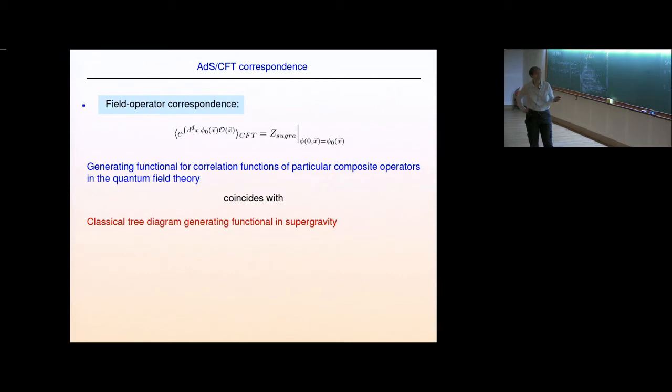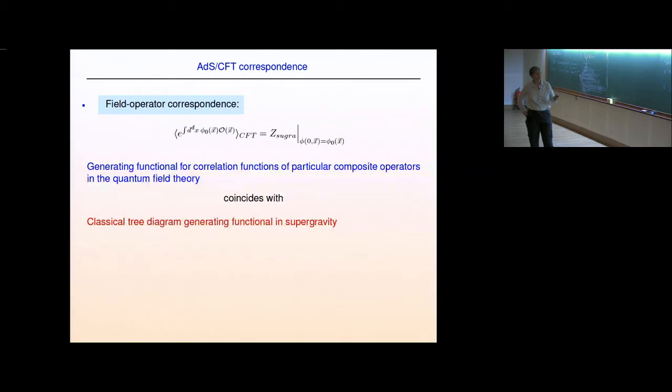Let me first read the text. The generating functional for correlation functions of particular composite gauge invariant operators in the quantum field theory coincides with the classical tree diagram generating functional in supergravity. Okay, so these brackets mean the usual time-ordered vacuum expectation value of quantum field theory. And so I have some particular sources for these operators. So if I take a variation with respect to phi naught, I will get correlation functions of insertions of these operators.